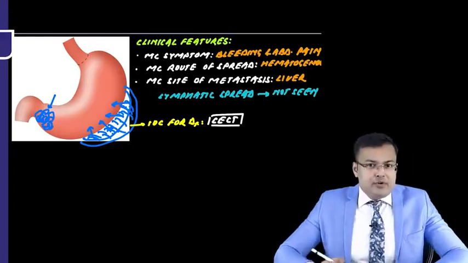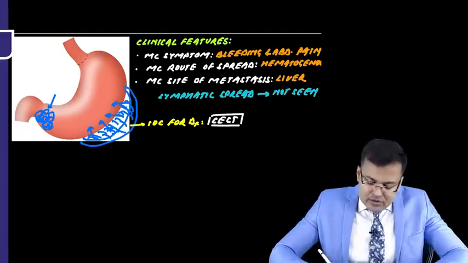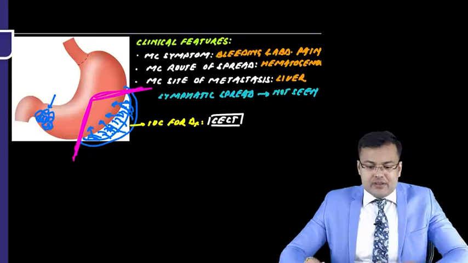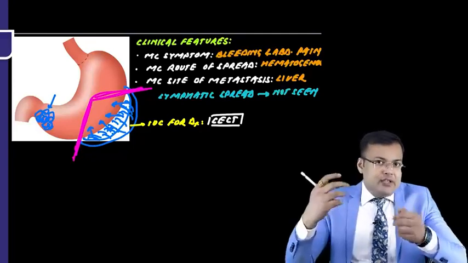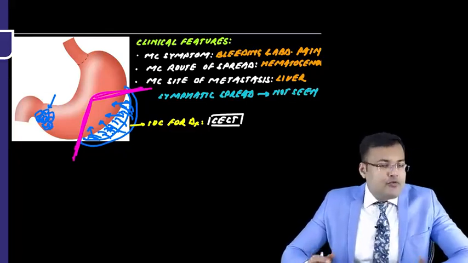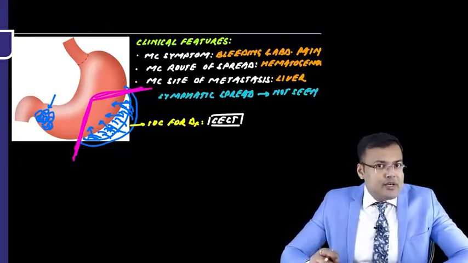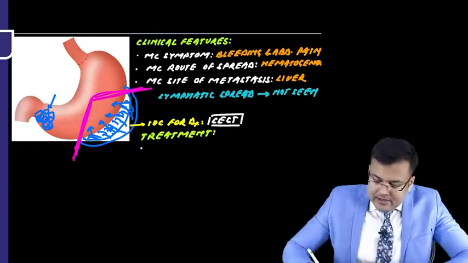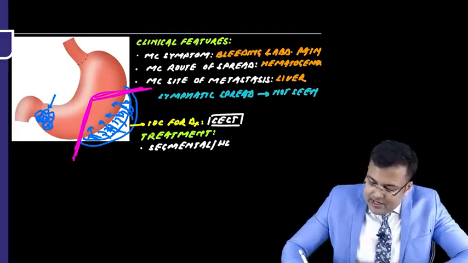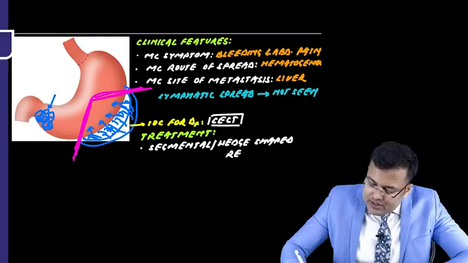Now, what kind of treatment should be done? It behaves like sarcoma, so we go for what? This kind of resection, segmental resection. So whenever there is a resectable tumor, we go for segmental resection or wedge shaped resection. And how much margin do we take? 2 centimeter. So segmental or wedge shaped resection with 2 centimeter margin.